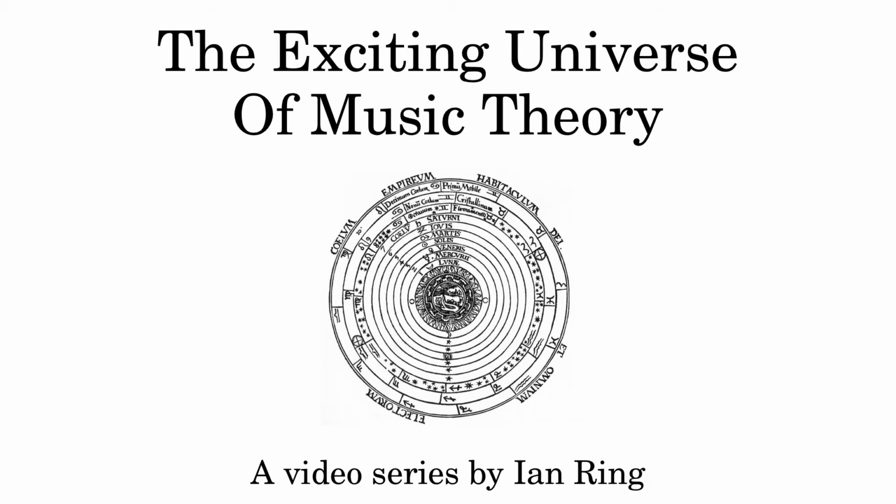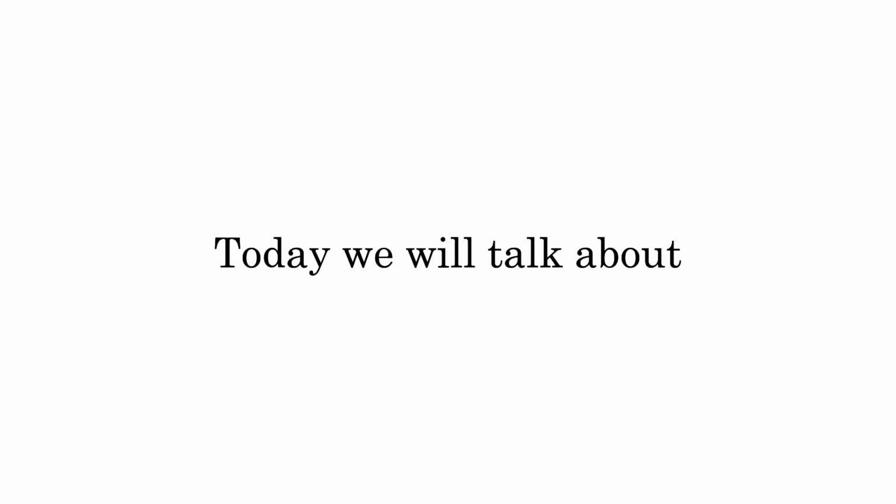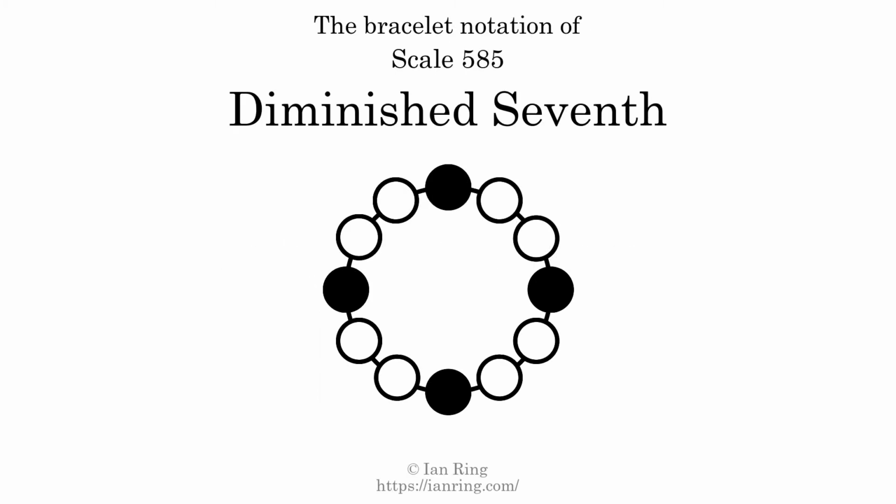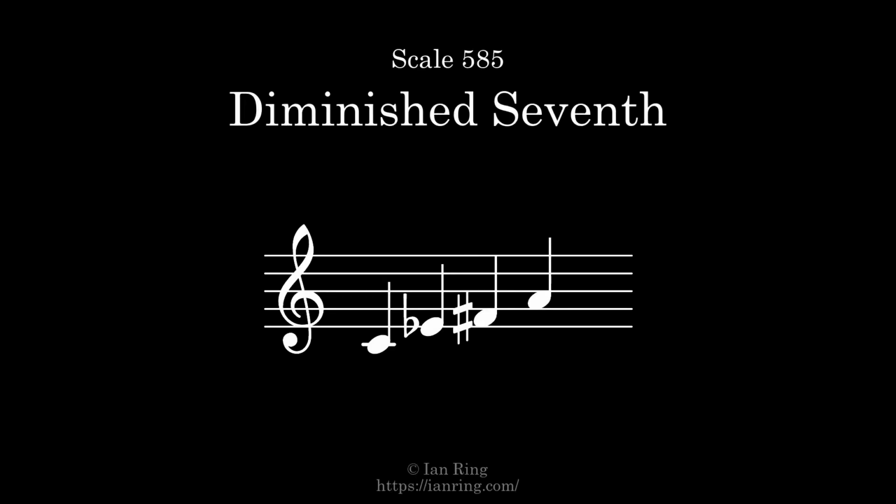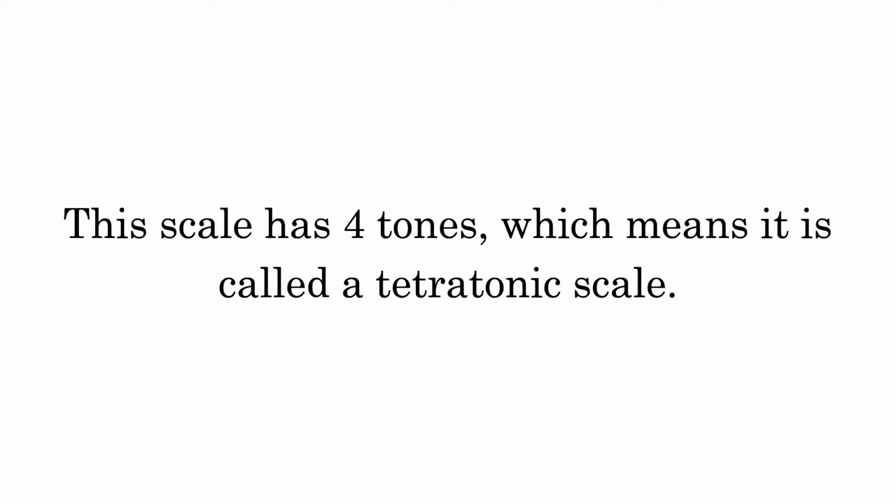Are you ready to learn? Then let's begin. Today we will talk about scale 585, diminished seventh, which sounds like this. This scale has 4 tones, which means it is called a tetratonic scale.